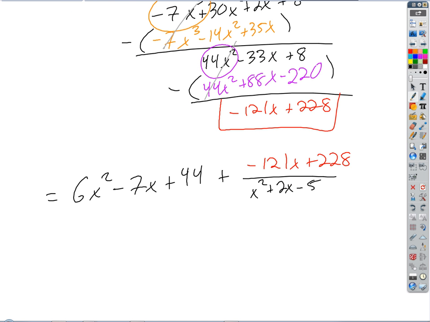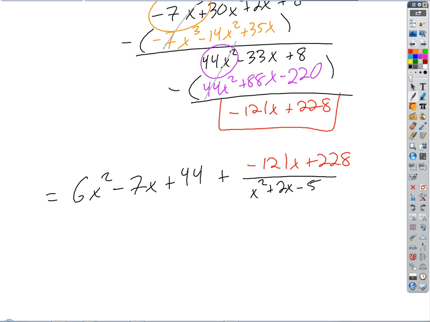So that's our answer right there. Everybody see that? Yep. Can't you add like terms? How could I add like terms? Because it's in the same thing. I mean, are you suggesting add the 121x to that? Yeah. I can't, because this is part of a fraction. I see. Right?